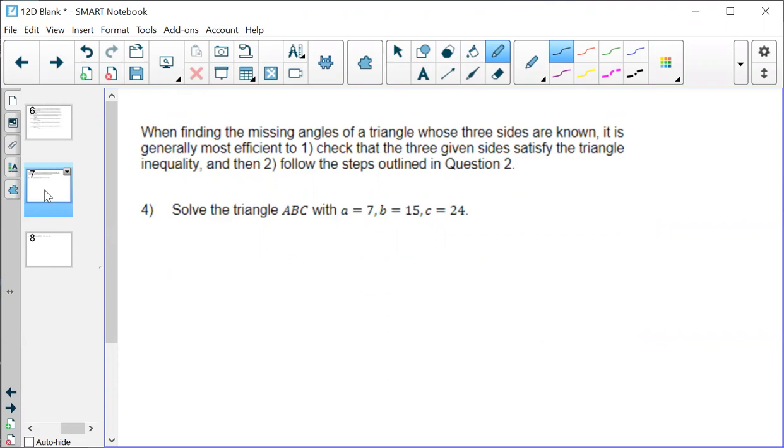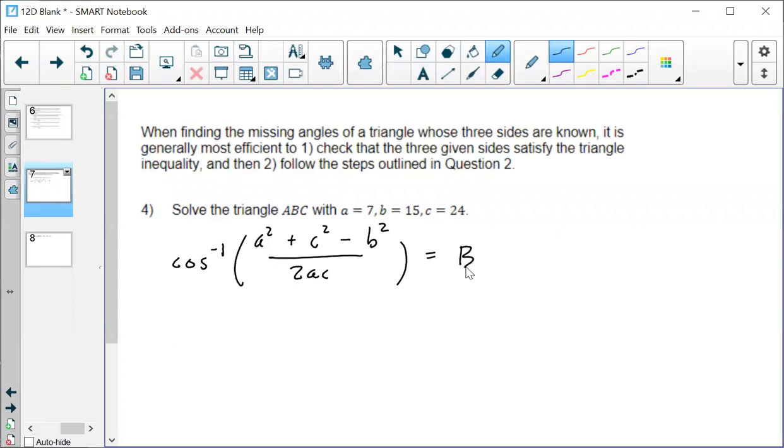Part number 4, solve the triangle ABC when the sides are A is equal to 7, B is 15, and C is 24. Well, I'm going to go through the same routine that we've been doing. And we've done this already, so we don't have to write everything over again and develop it. We can take the arc cosine of A squared plus C squared minus B squared, and that's all over 2AC. And remember, this is going to give us angle B.